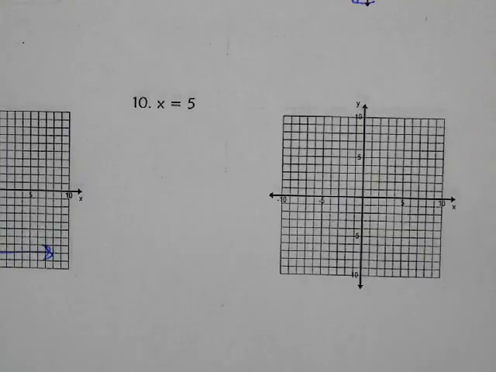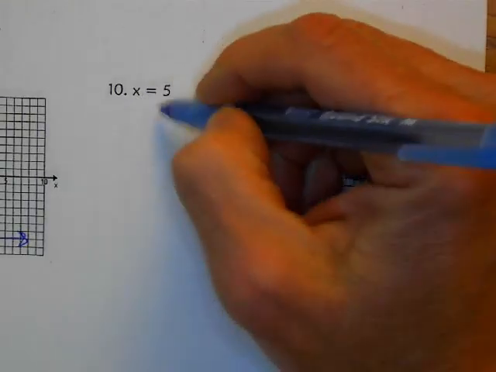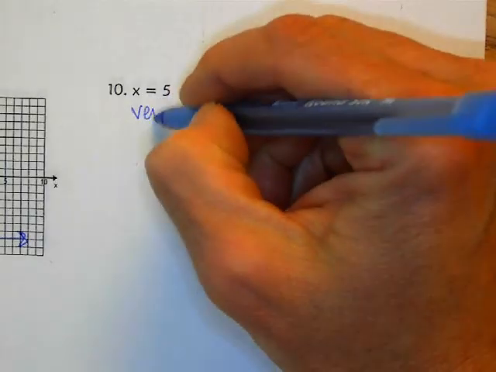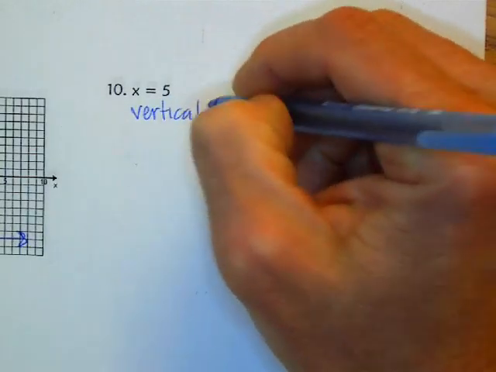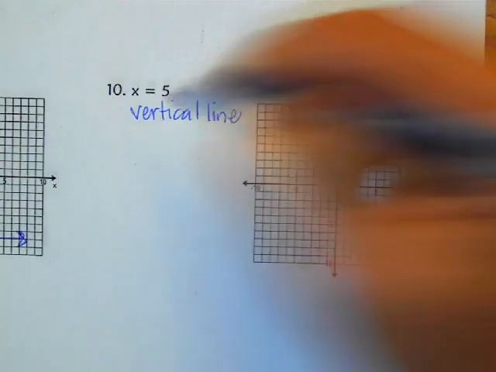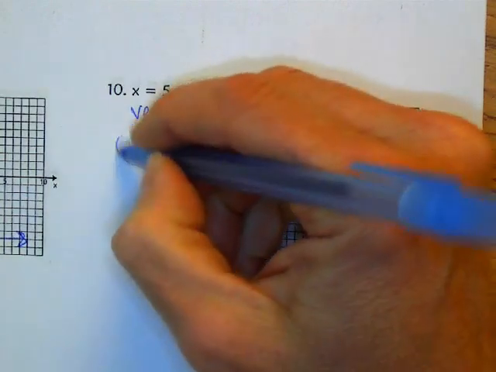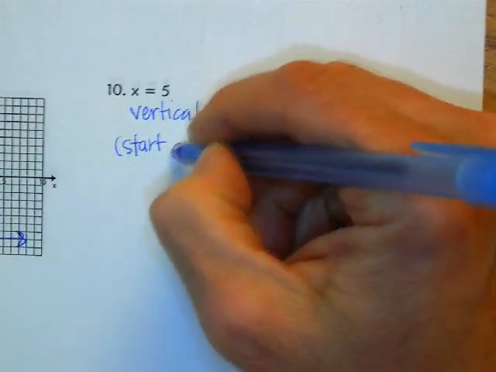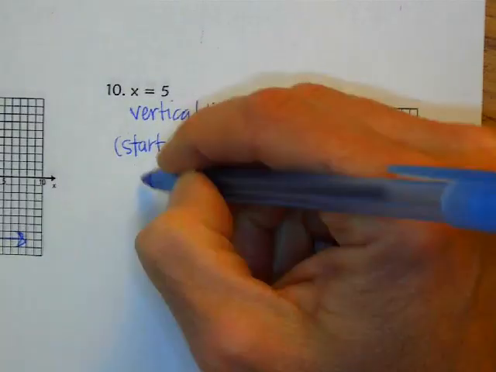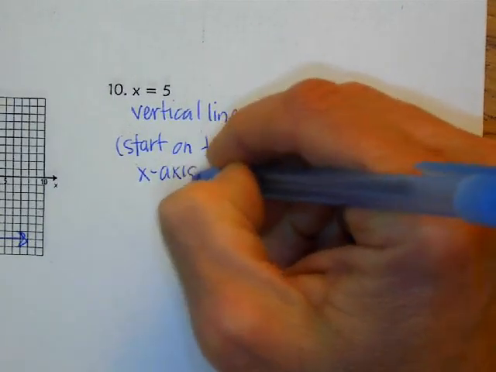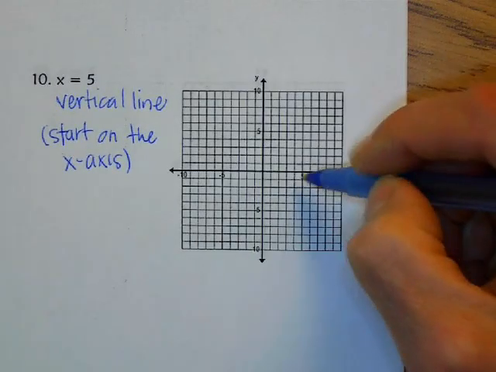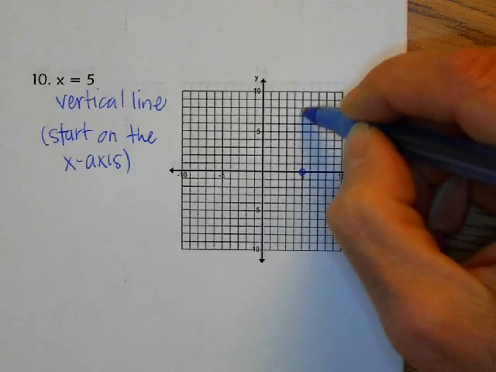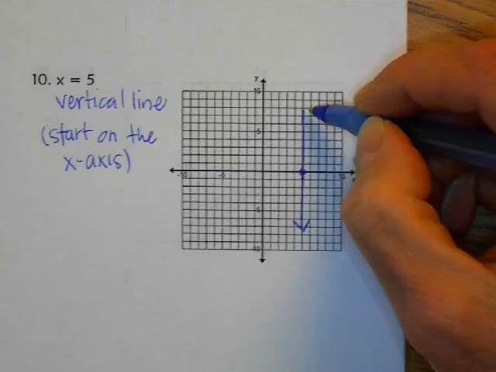Okay, and then number 10, x equals, there's no y in this one. This is a vertical line. And this is the only time that we start on the x-axis. Only time. So we go to 5 on the x-axis and we draw a vertical line up and down. All of the x values on that line are 5.